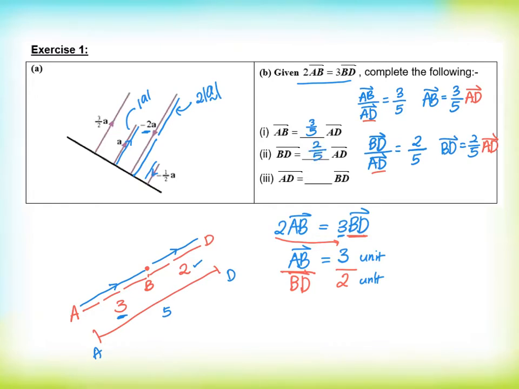Now they ask me what is the vector scalar multiple for AD and BD. So I'm going to put AD over BD over here. AD is 5 units. BD is 2 units. So shifting around, I will get AD to be 5 over 2 times BD. And that answer over here will be 5 over 2.